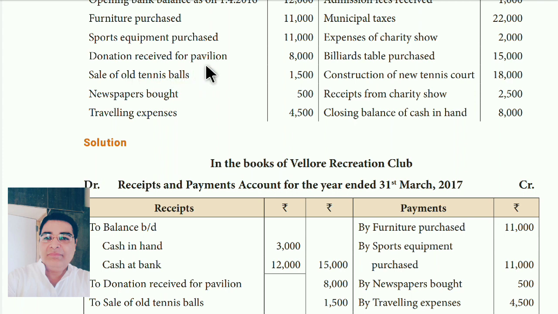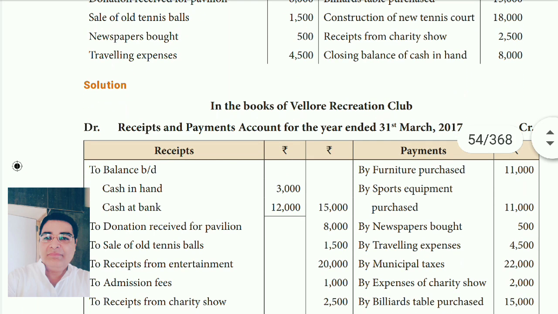Next one, donation received for pavilion. Receipt means money comes in. So to donation received for pavilion rupees 8,000. Then sale of old tennis balls. Sold means money comes in. When money comes in, sale of old tennis balls will come under receipt. So sale of old tennis balls 1,500. Then newspaper bought. Bought means purchase. When we purchase something, money goes out. So by newspaper bought rupees 500.